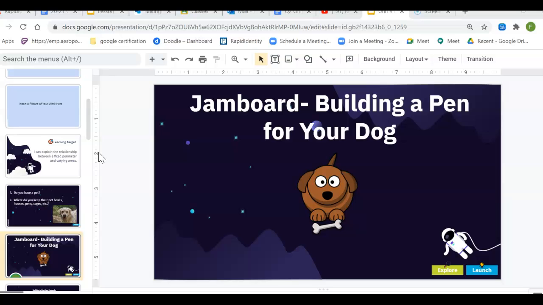All right, so this is our next slide right here. This is just introducing our Jamboard. I'm going to show you in just a second exactly which Jamboard we're going to be using first so you can pull up the correct one.